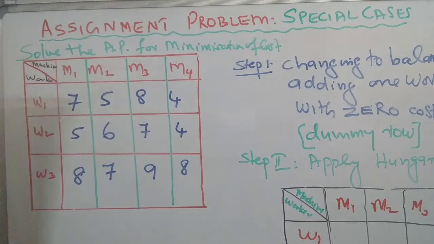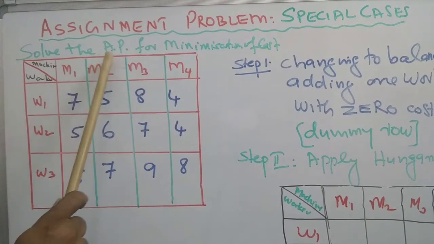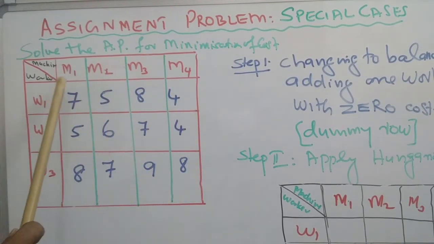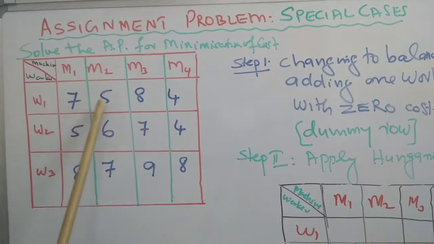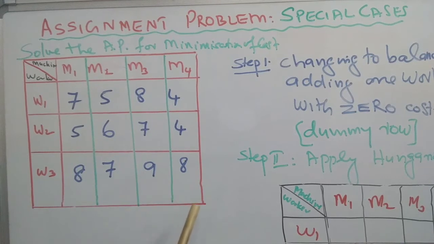At first, we are discussing an unbalanced problem. The problem is to solve the AP for minimization of cost. The problem has 4 machines and 3 workers, and their cost coefficients are given: 7, 5, 8, 4, etc. This is a problem of minimization of cost. The objective function is direct, but the condition is not satisfied. There are 3 rows and 4 columns. The number of workers and number of machines are different.